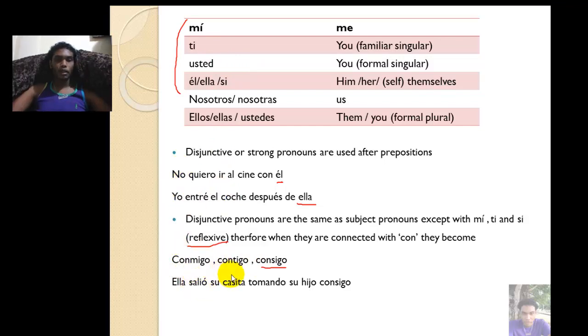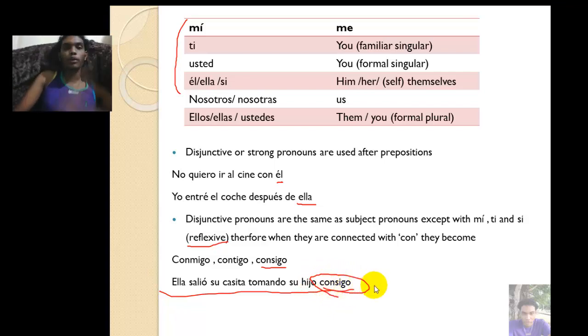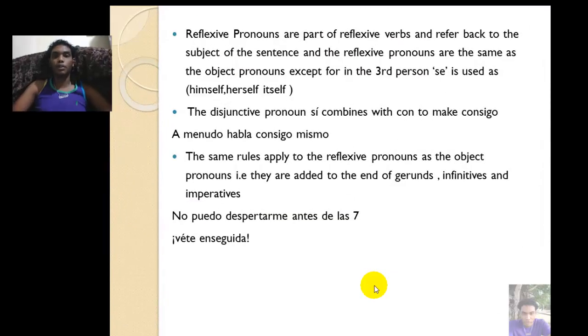Alright. Ella salió de su casita tomando a su hijo consigo. This is an example of the reflexive consigo. She left her house taking her son with her. So he went with her. Okay, that's where the consigo comes in. Reflexive pronouns are part of reflexive verbs and refer back to the subject. Now, these are very straightforward.